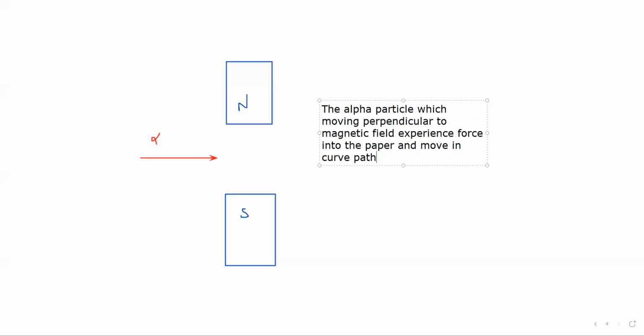Sometimes they say explain, they don't say draw. They mention explain the deflection of the particle in a magnetic field. So what points will you include? This is a 3-mark question. If it's an alpha particle, you'll say alpha particle. If it's a beta, you will say beta. So the alpha particle, which is moving perpendicular to the magnetic field, experiences a force into the paper and moves in a curved path. Because there are some questions in which they mention describe the motion of the particle in a magnetic field.